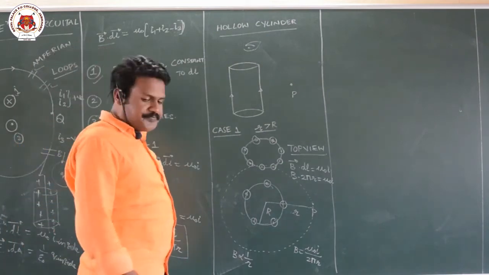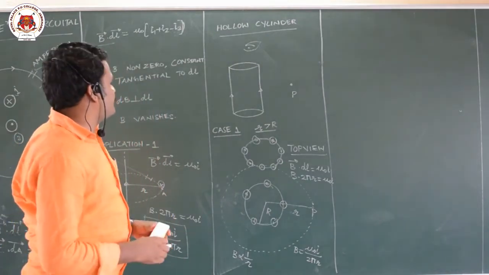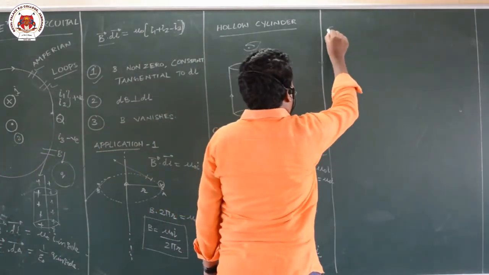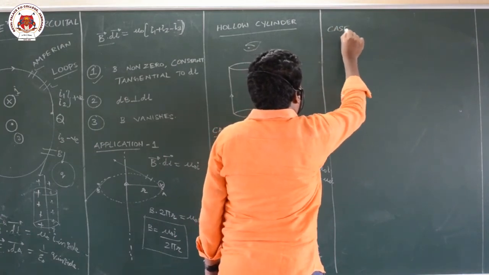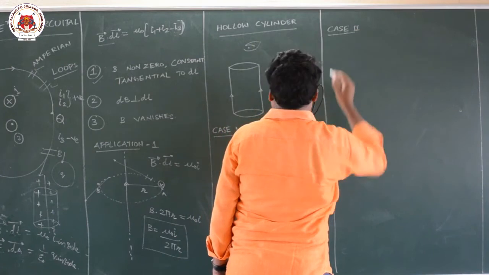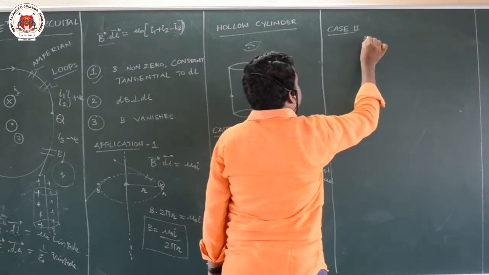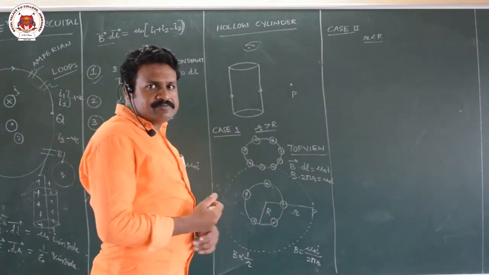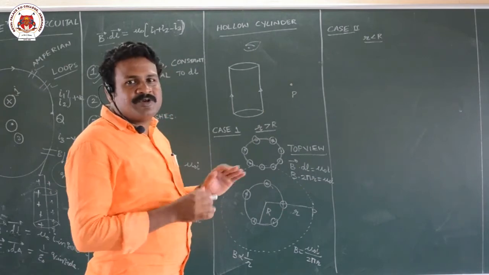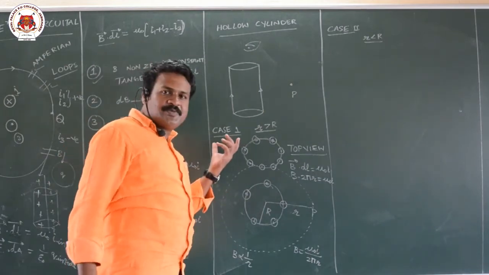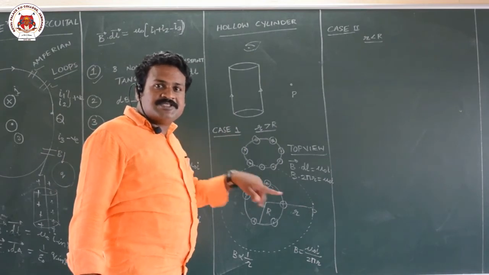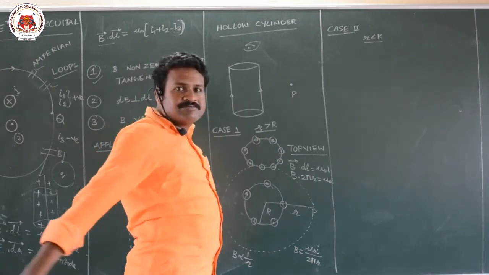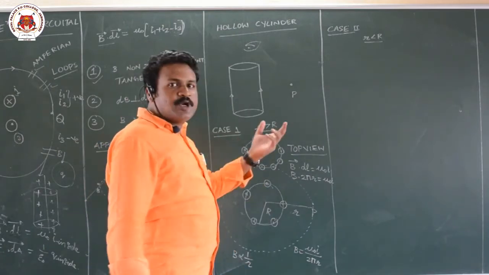In case 2, I will consider small r less than capital R. Now we can observe the similarities between Gauss law and Ampere's law. The same application we had: hollow sphere, inside the hollow sphere, outside the hollow sphere, on the surface of the hollow sphere. Here also, for the hollow wire, they are taking a point outside and a point inside.